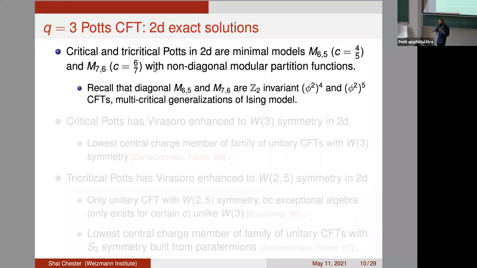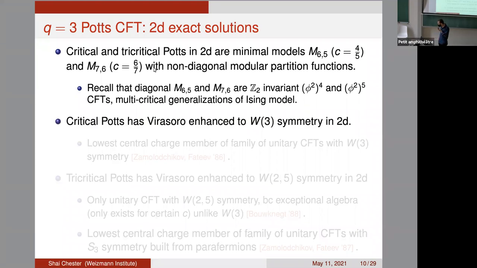Now, I understand people over the years have used various Lagrangian descriptions, but I don't think any of them are as powerful as the diagonal case. Of course, you could always look at the diagonal case, but then it's not the Potts model. Instead, it's just some multicritical generalization of the Ising model. So in particular, it doesn't have S3 symmetry, it only has Z2 symmetry, and these theories just become marginal in some known fractional dimension.